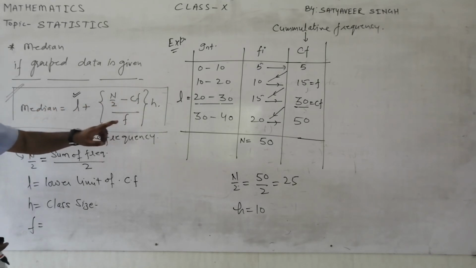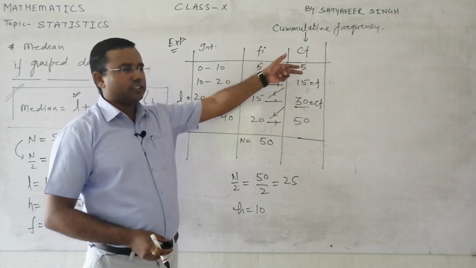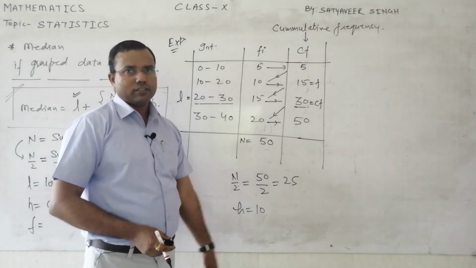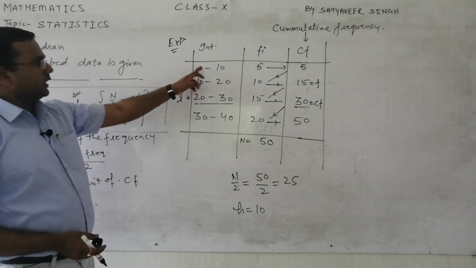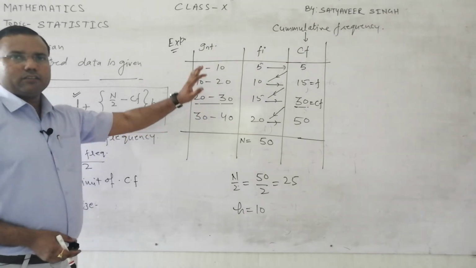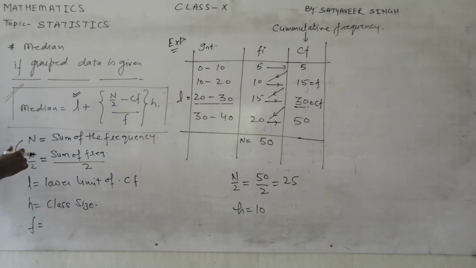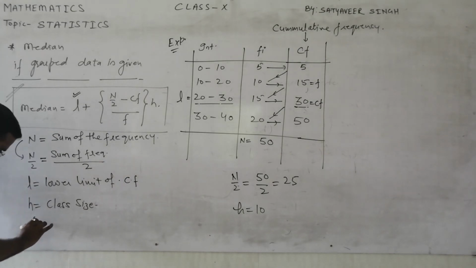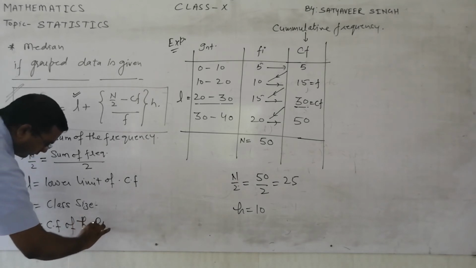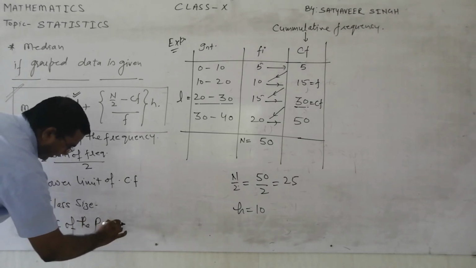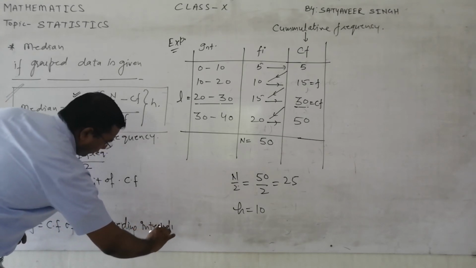What is F? F is the cumulative frequency of the preceding class. Preceding class मतलब इससे पहले वाली class. Okay. And what is H? H is the class size. See, the class size means the difference of the interval. It is 10 only for all the intervals, so it is 10. So we can write here CF of the preceding interval, we can say.